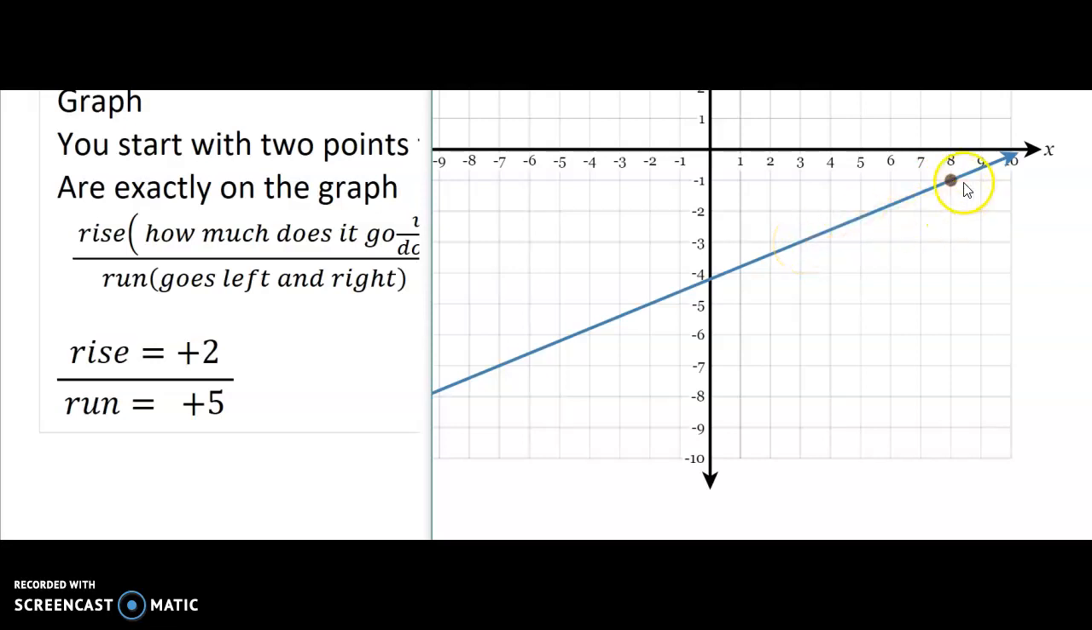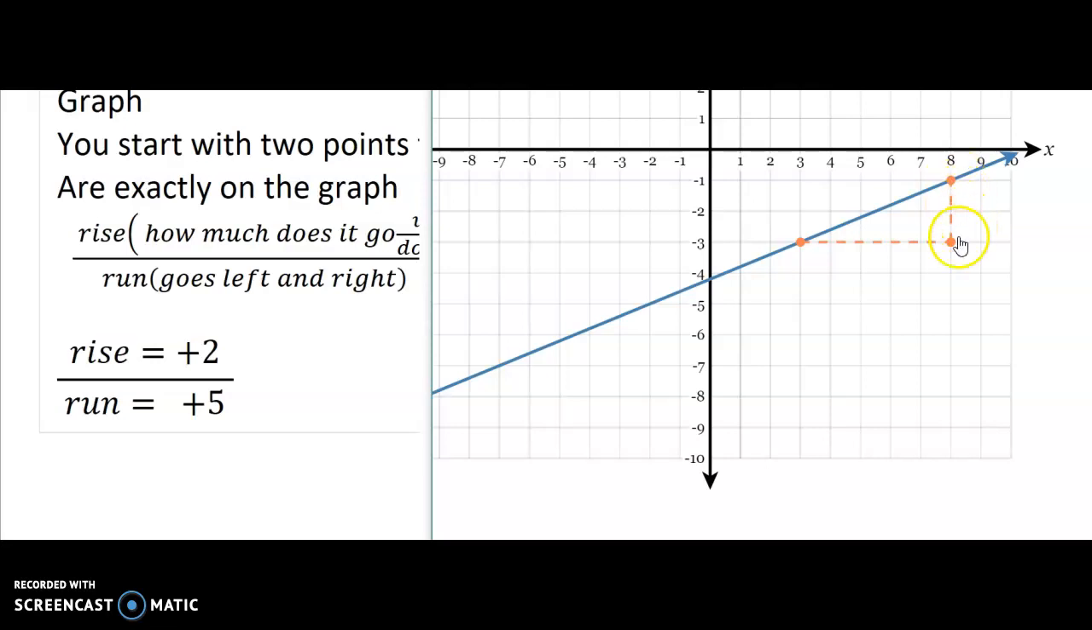Notice that you can do your rise going down, and then you could do it going over. It still gives you the same thing. It doesn't really matter as long as you're going up and down and then right and left. Make sure that you're consistent. If you start from here, you got to start from here to here. You can't start from here and then start from here when you count. A lot of students make a mistake with that. So let's do this one.